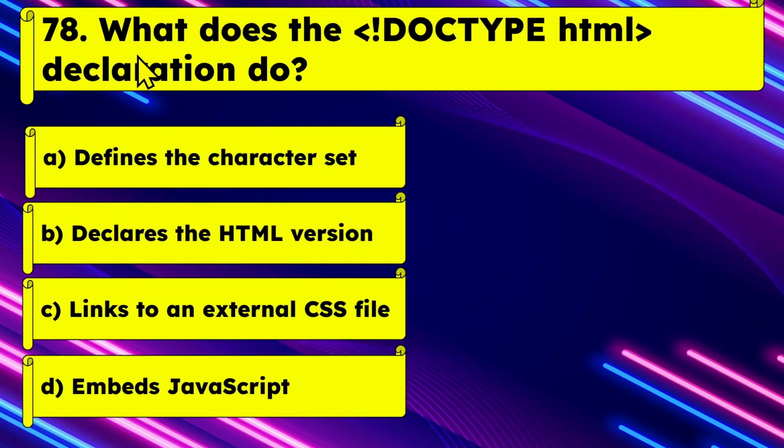Next question is, what does the exclamation doctype HTML tag declaration do? Option A, it defines the character set. Option B, it declares the HTML version.